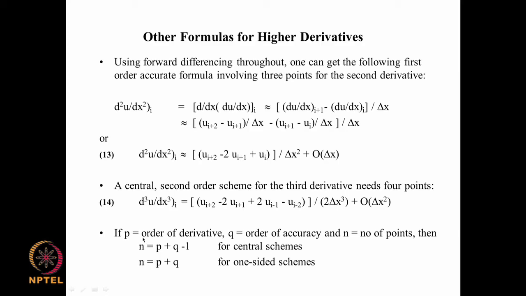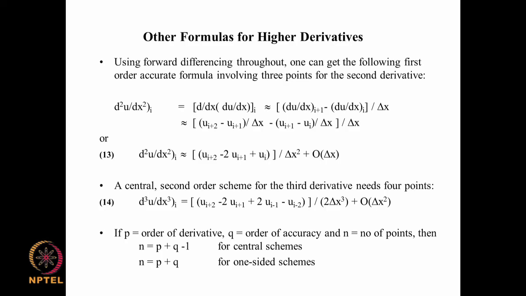So, there is a general formula that can be derived: if p is the order of the derivative, q is the order of accuracy of the finite difference approximation that is desired, and n is the number of points that appear in the approximation, then n is equal to p plus q minus 1 for central differencing formulas, and it is equal to p plus q for one-sided formulas. So, if you fix the value of n, then a central scheme using the same number of points will be more accurate than a one-sided scheme.